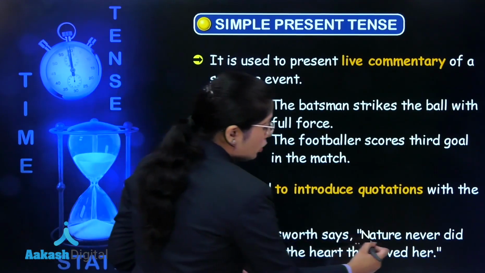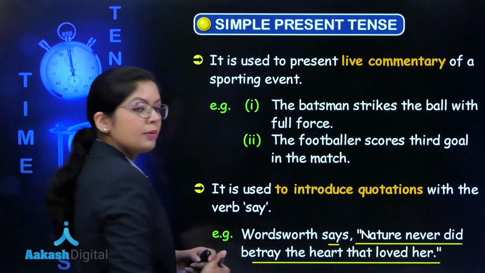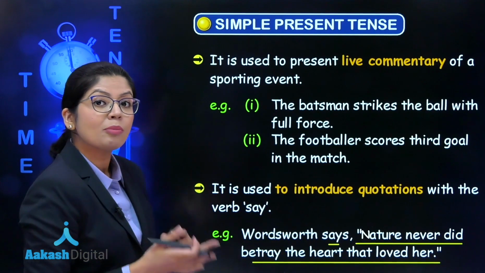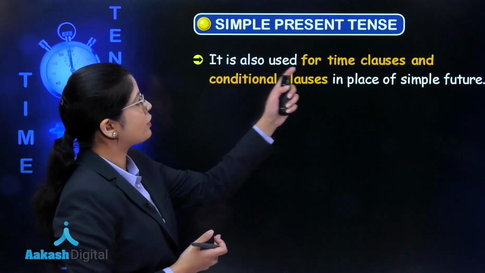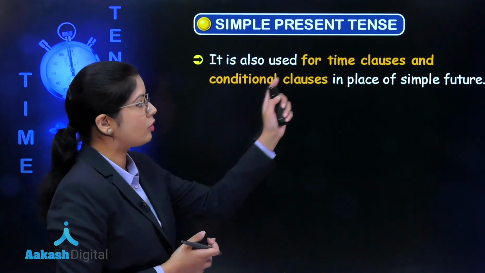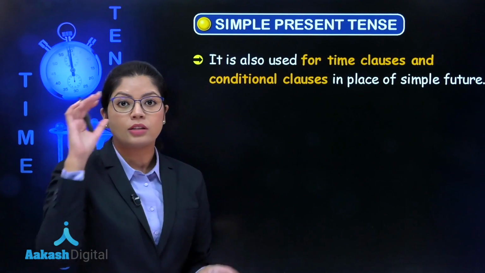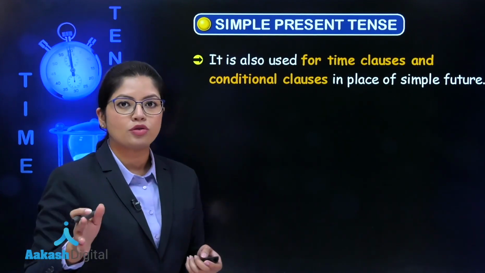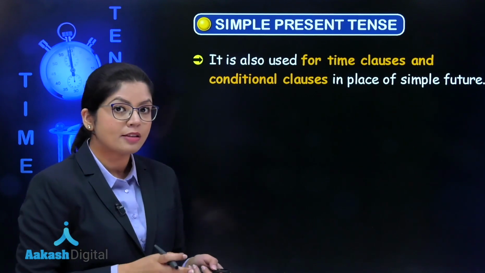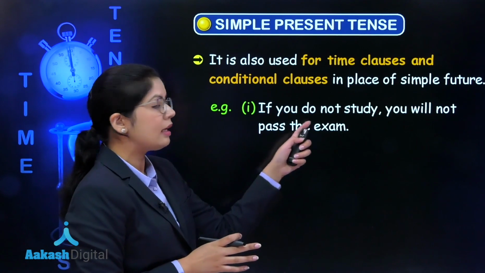Notice, it's a quotation that is being highlighted, and therefore the verb that we use is in simple present tense. Next we have, it is also used for time clauses and conditional clauses in place of simple future. Whenever I have an activity in the form of a time clause, half of it will be simple future, but the remaining will be simple present tense, such as if you do not study, you will not pass the exam.